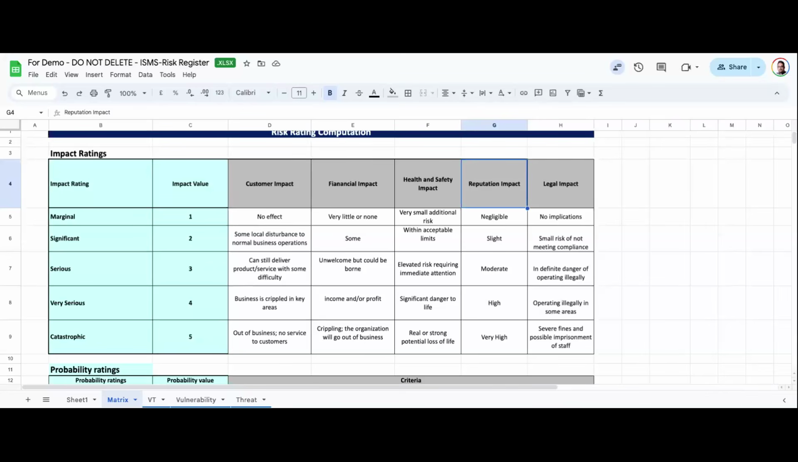I have a query: would customers' trust be under reputational impact? Yes, we are already considering that in reputation, right? Okay, sure.